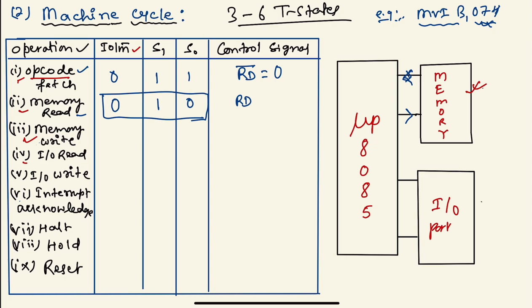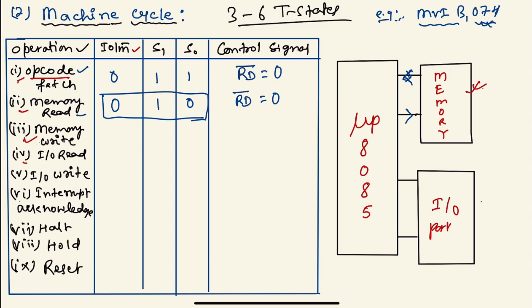So whenever this is the reading operation, if this read bar signal is 0, because it is an active low operation, then only it can read the data from this memory, and that is called the operand for that particular instruction.